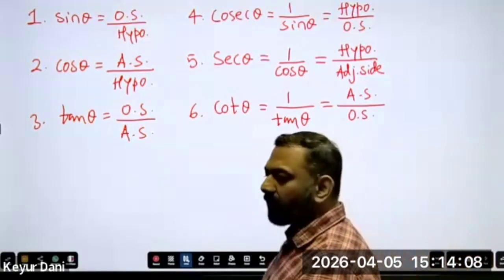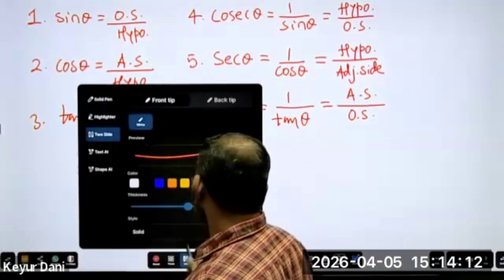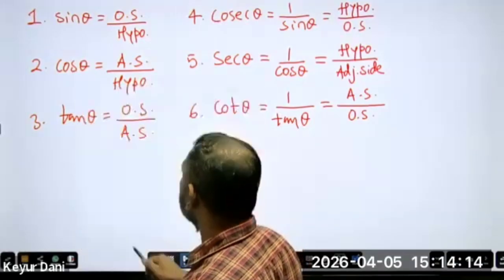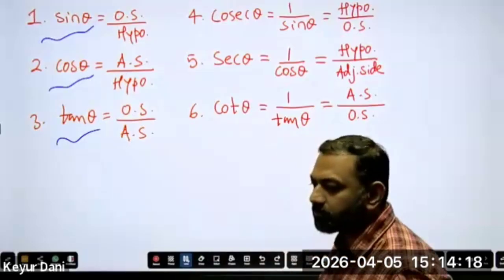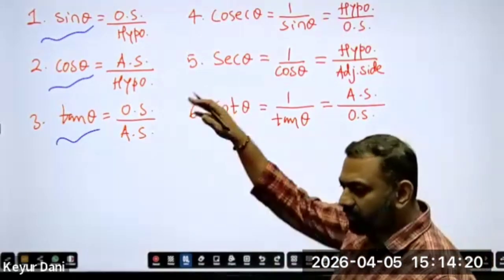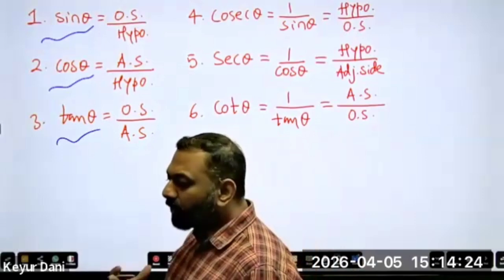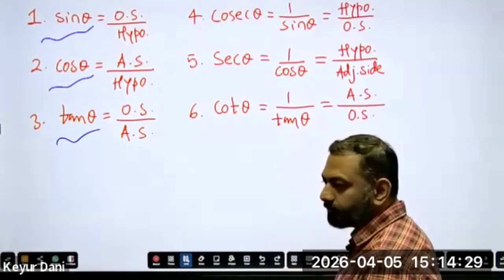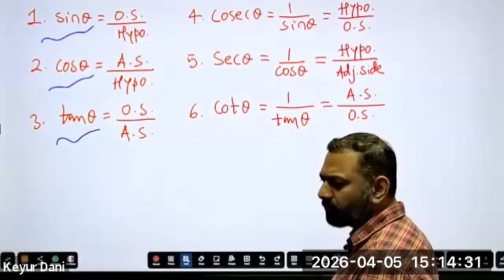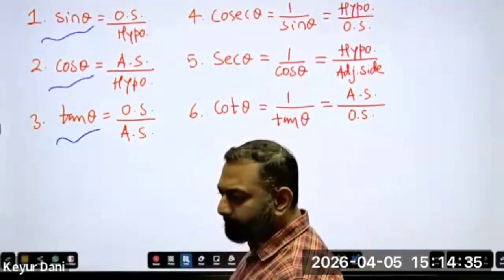Now, can you make one more relation between sine, cos, and tan? Just see the ratios and try to gauge. If we want to make one more relation between sine, cos, and tan, how do we do that? Just try. Even if you don't get it, then it's okay. Let's just try.